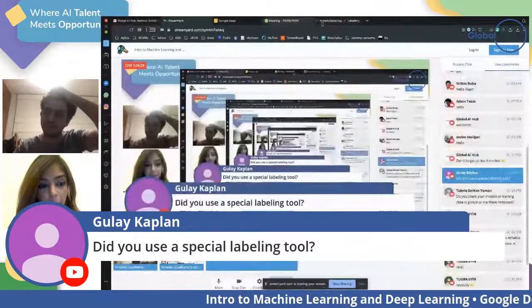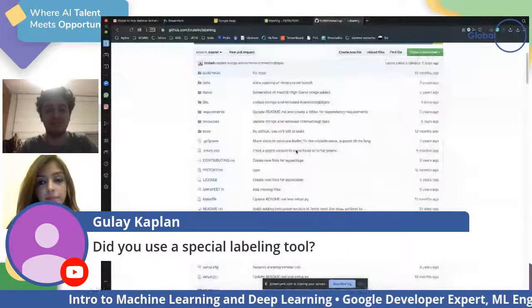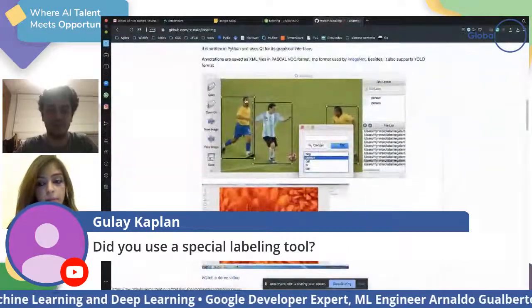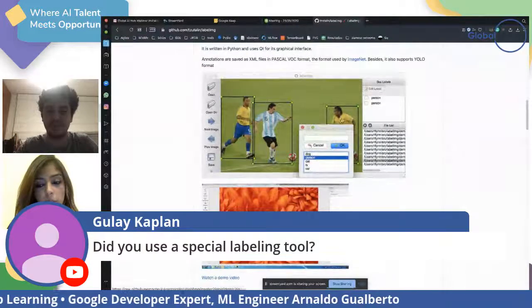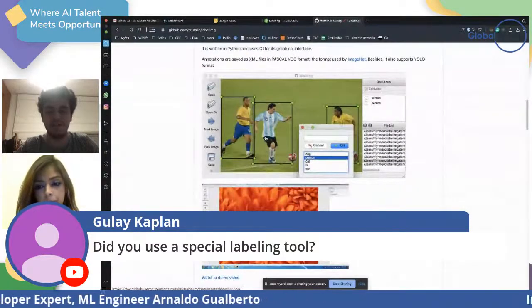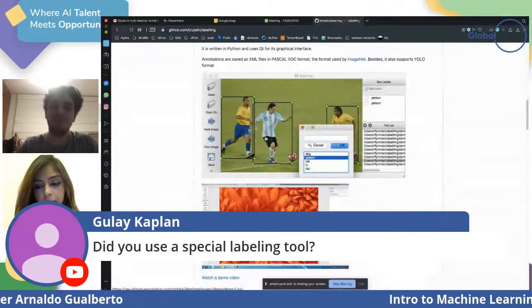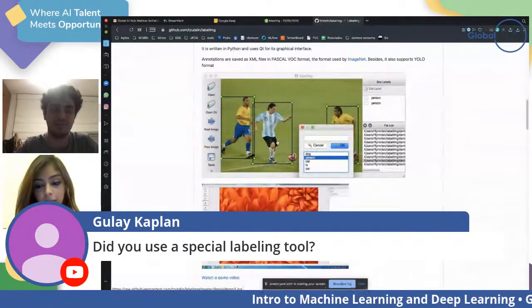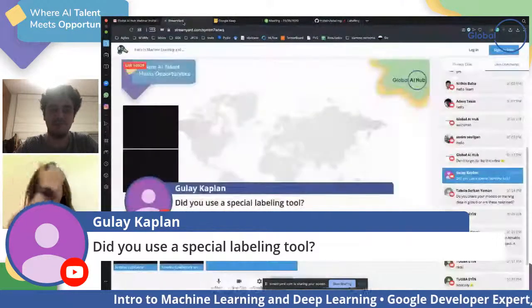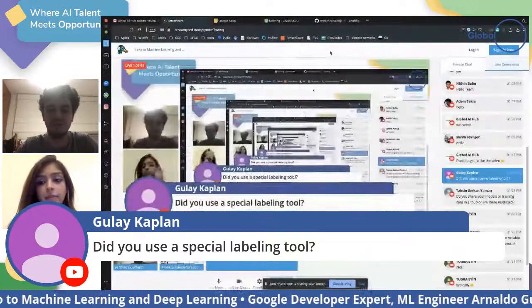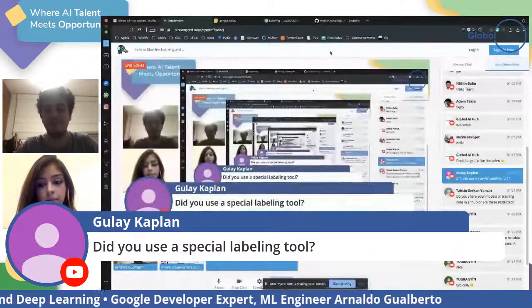So this is my favorite library because it helps you to label your objects in the image, and it exports in formats that are readable by TensorFlow. So I think this is my favorite one. It's very easy to use, and yeah, that's very easy to use.